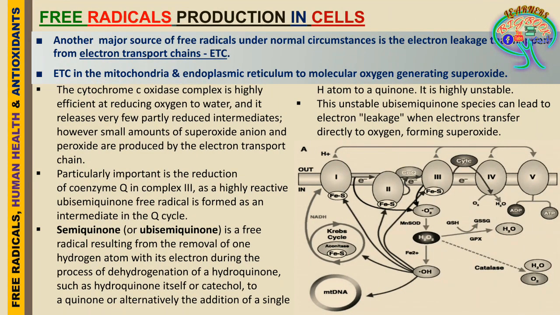Now next, another major source of free radicals under normal circumstances is electron leakage during the electron transport chain in the mitochondria and endoplasmic reticulum to molecular oxygen, generating superoxide. The cytochrome c oxidase complex is highly efficient in reducing oxygen to water, and it releases very few partly reduced intermediates. However, small amounts of superoxide anion and peroxide are produced by the electron transport chain.